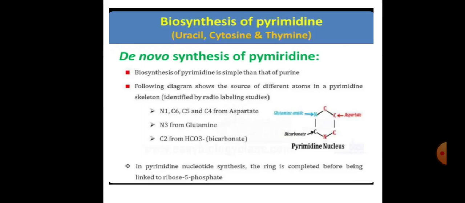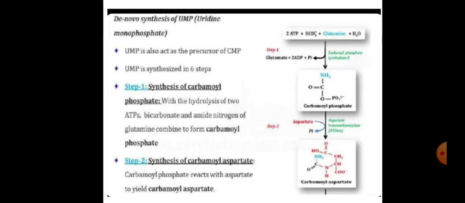The following diagram shows the sources of different atoms in a pyrimidine skeleton. You can see the diagram, it is a pyrimidine nucleus. It consists of bicarbonate, aspartate and glutamine amide. N1, C6, C5 and C4 are from aspartate, N3 from glutamine, C2 from bicarbonate. In pyrimidine nucleotide synthesis, the ring is completed before being linked to ribose 5-phosphate.